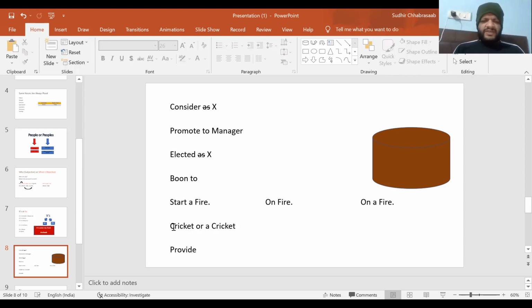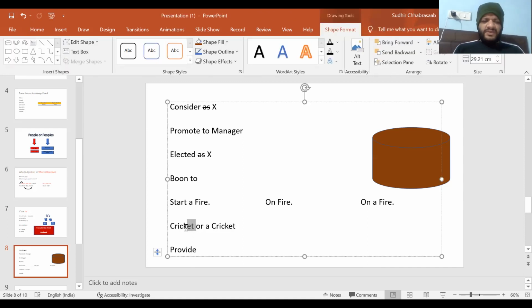The difference between cricket and a cricket: if you say cricket, you refer to the game. If you say a cricket, you are referring to the insect. And mostly I've seen that people do not use the required preposition with this word provide. So "I provided him a car" is wrong. I provided him with a car. So do not forget with.